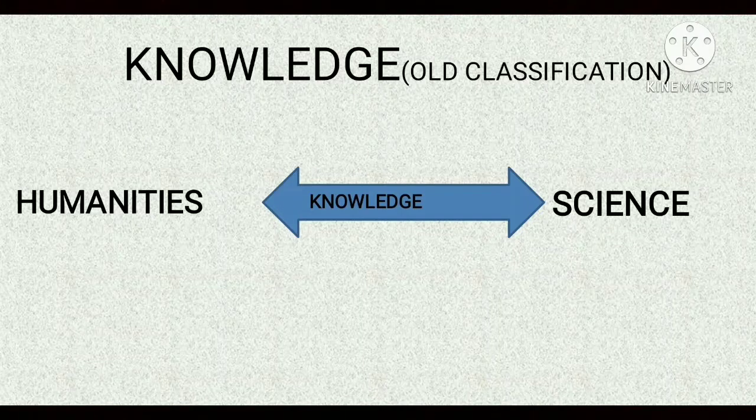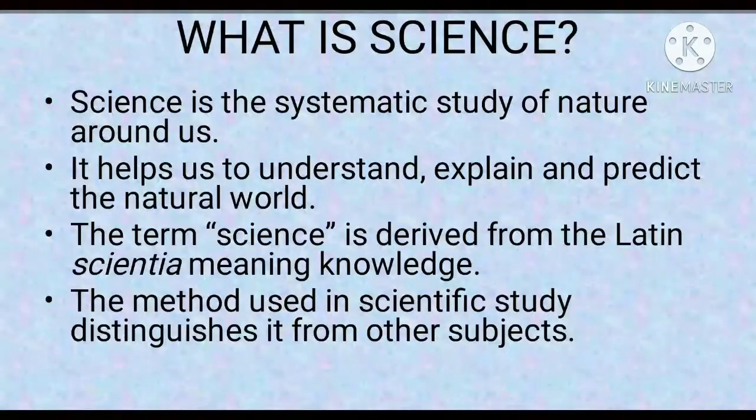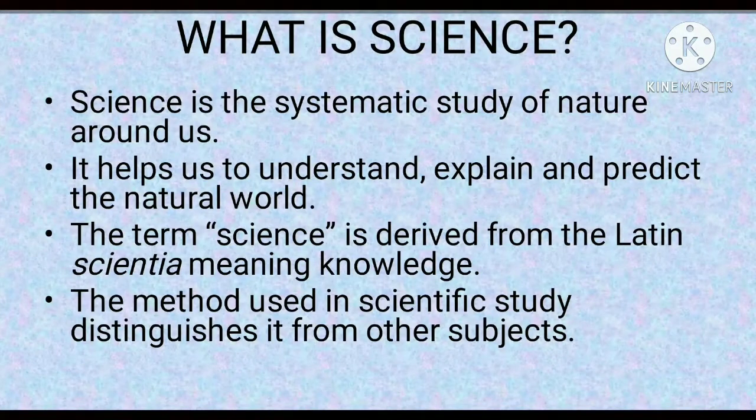So let's have a discussion on science and humanities in this video lecture. The first one is science. What is science? Science is a systematic study of nature around us. It helps us to understand, explain, and predict the natural world.